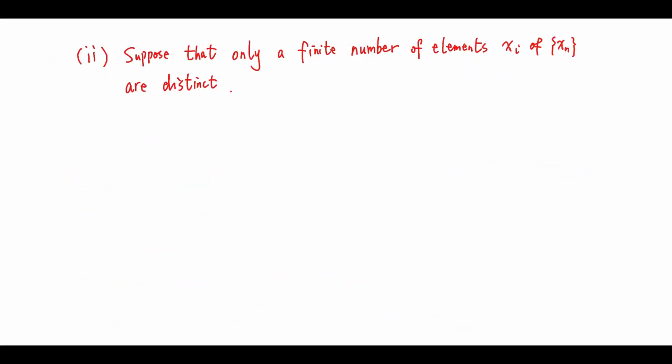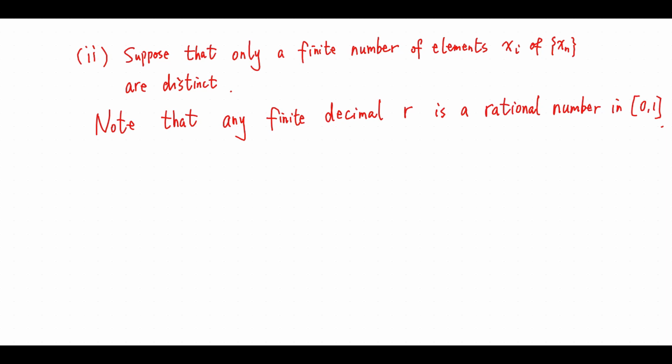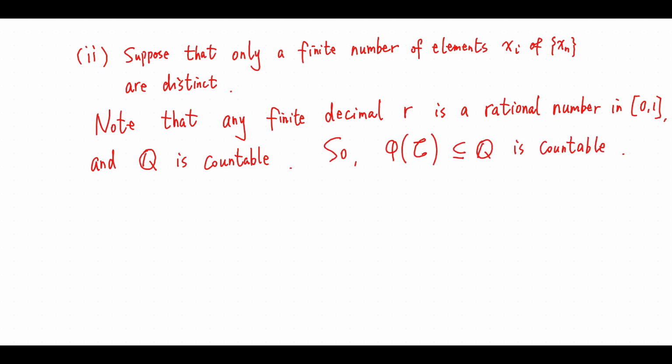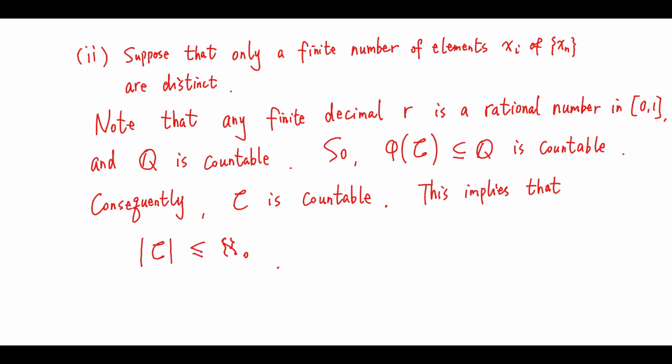Case 2. Suppose that only a finite number of elements xi of the sequence xn are distinct. Note that any finite decimal r is a rational number in the interval (0, 1), and Q is countable. So phi C is countable. Consequently, the collection C is countable. This implies the cardinality of C is equal to or less than aleph-nu.